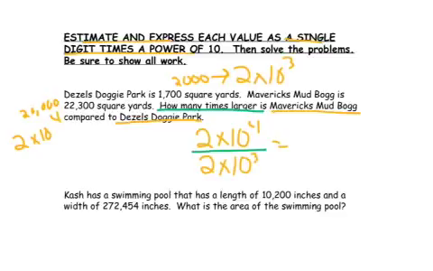Remember, rules for dividing: divide your values out front. 2 divided by 2 is 1 times 10, and when we are dividing, we subtract our exponents. 4 minus 3 is 1. So this is the same as 1 times 10 to the 1st, or just 10 times larger.